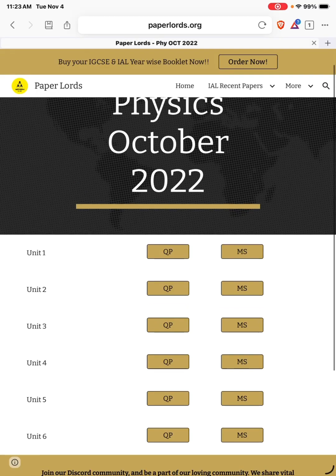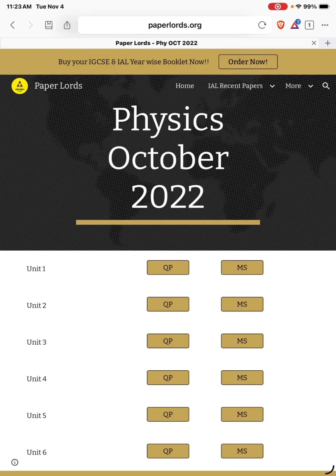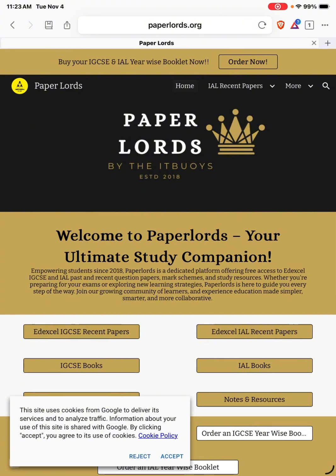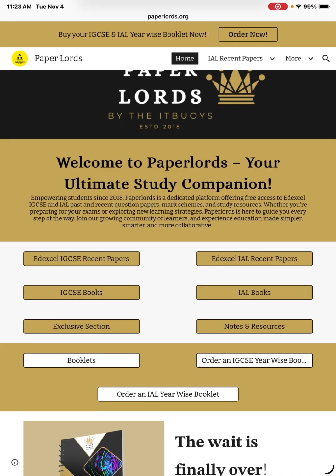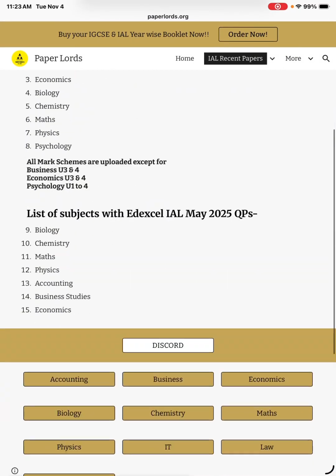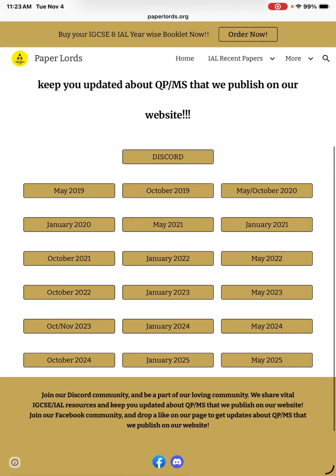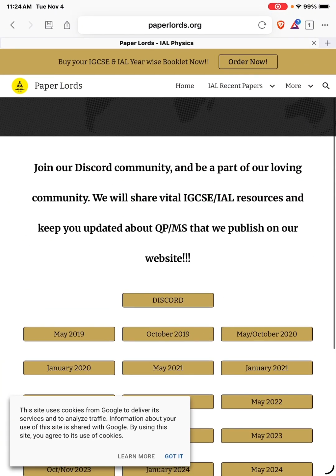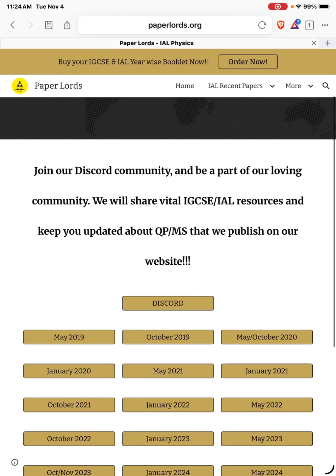So this is a website called Paper Lords. Let me go to the landing page. So yeah, this is it. I'm gonna have the link in the description. If you go here to Edexcel International Recent Papers and you click Physics, then they list the most recent papers pretty much up to May 2025, which we went through, I think, in my videos. So anyway, let's go back.